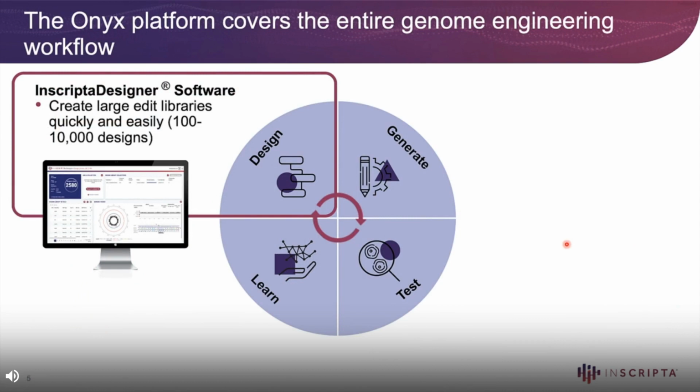I'm next going to walk through the entire Onyx platform from start to finish for building the libraries as well as doing a selection experiment, and how you would actually go about doing this. So with the Inscripta designer software, this makes it very easy to design all of your genome libraries, and you can make between 100 to 10,000 different designs per library. This would be the design phase of the platform.